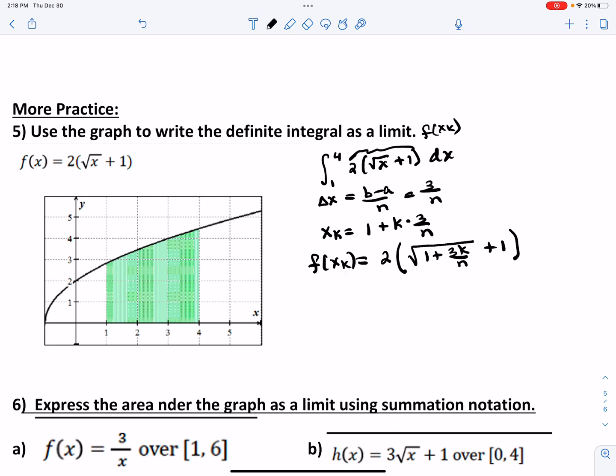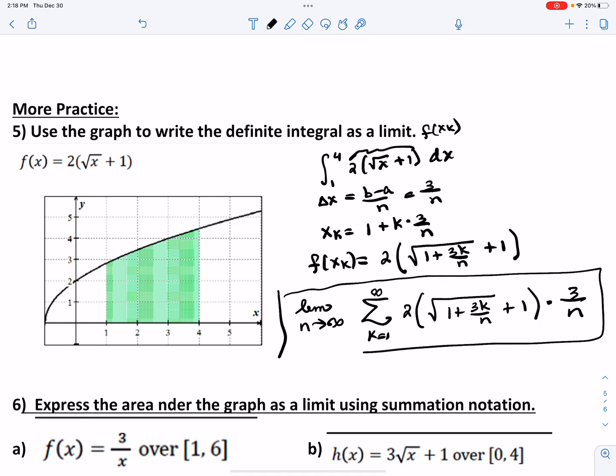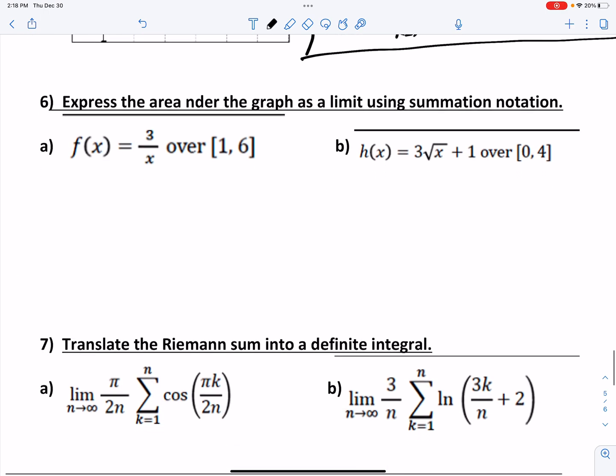So as the limit of a Riemann sum, this is the limit as n increases without bound of the summation from k equals 1 to n of 2 times the square root of (1 plus 3k over n) plus 1, close parentheses, times delta x, which happens to be 3 over n. And this would be the limit of the Riemann sum represented by that picture.